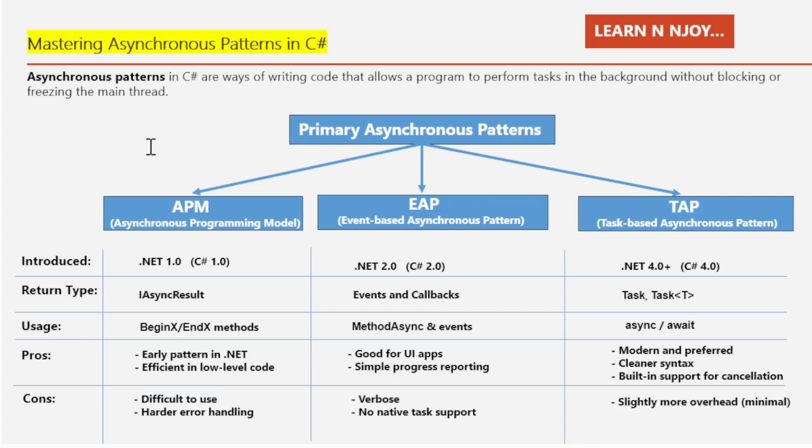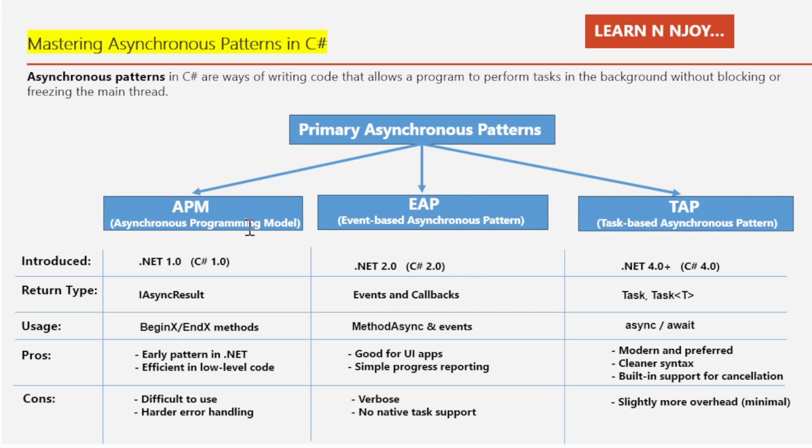You must be thinking, okay, I understood what an asynchronous pattern is and what problem it solves, but how to implement it in C#, right? It's very simple. Let's first understand how many primary asynchronous patterns there are in C#. So basically, there are 3 primary asynchronous patterns in C#, which I have shown over here: APM, EAP, and TAP. APM stands for Asynchronous Programming Model, EAP stands for Event-Based Asynchronous Pattern, whereas TAP stands for Task-Based Asynchronous Pattern.